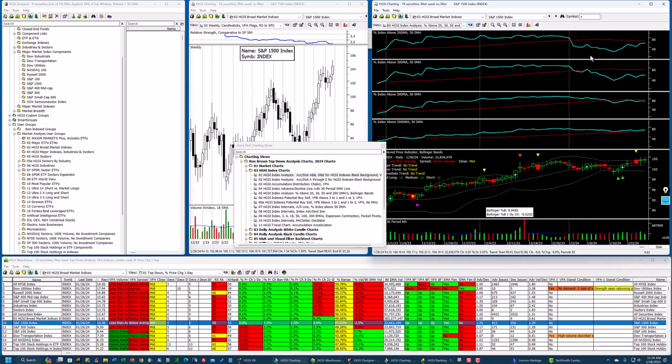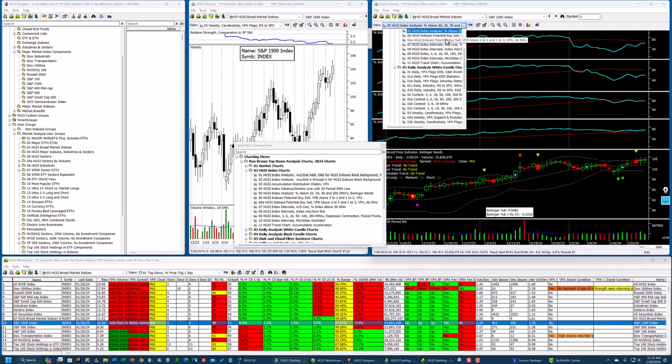These are the percentage of stocks above their 20-day, 30-day, 50-day, and 200-day moving averages. Pretty flat, but there is some movement here, the percent above the 20-day. This is the 50-day moving average of the 20 days. So we're seeing some strength there. This low is higher than this low. This is pretty much flat, as is the 200.